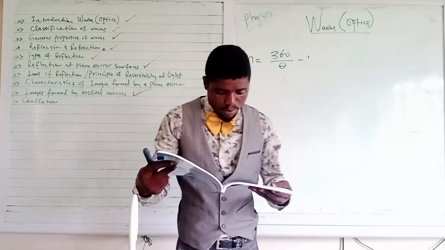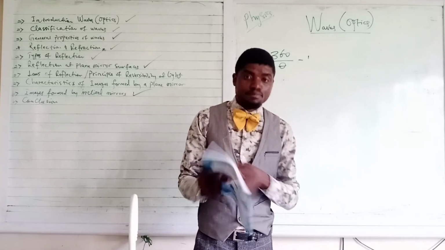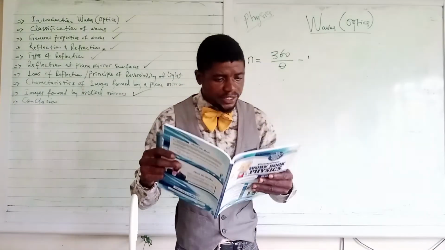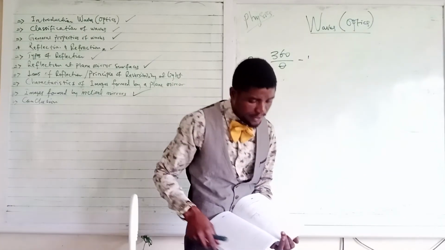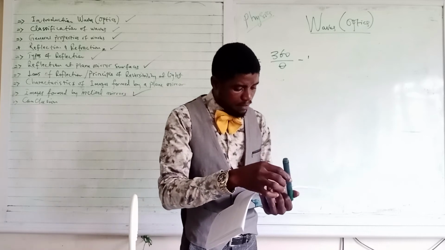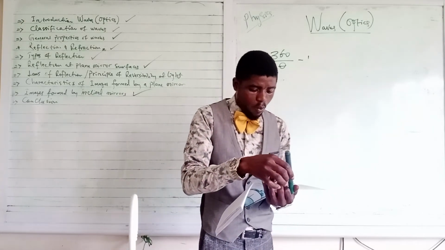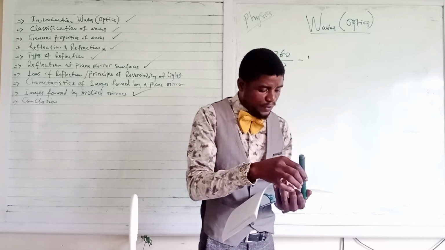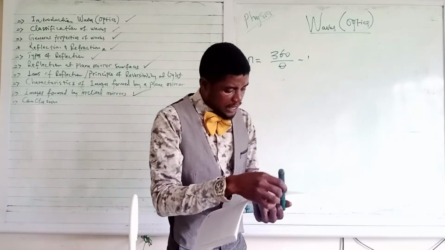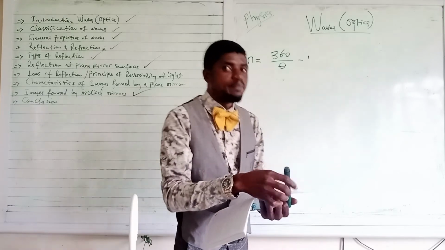If you pick up this book, this is page 80, Complete Workbook in Physics, Book 2, page 80, question number 21. I read: An object is placed between 2 plane mirrors which are inclined at an angle of 120 degrees and facing each other. Determine the number of images observed in the 2 mirrors.